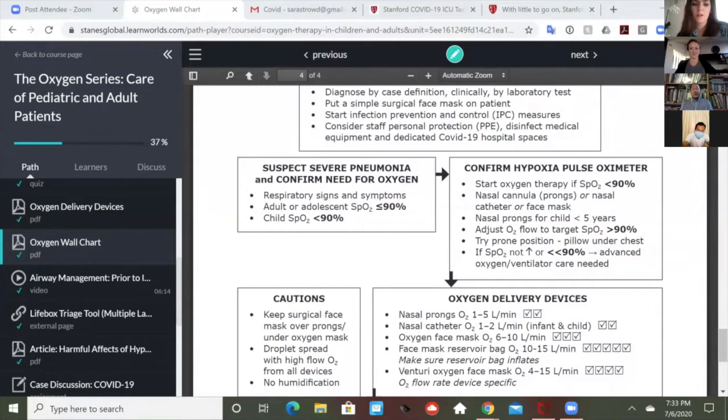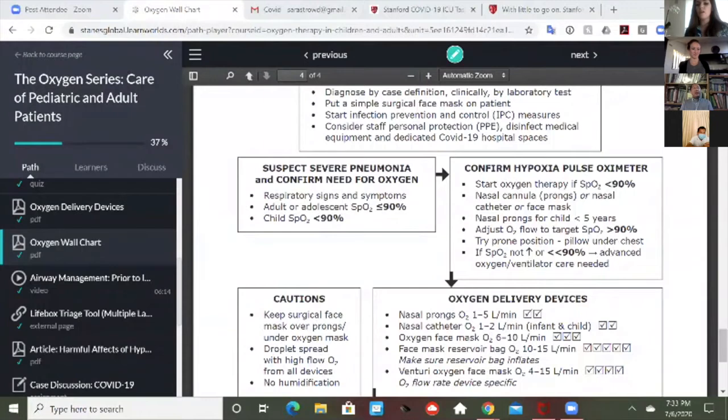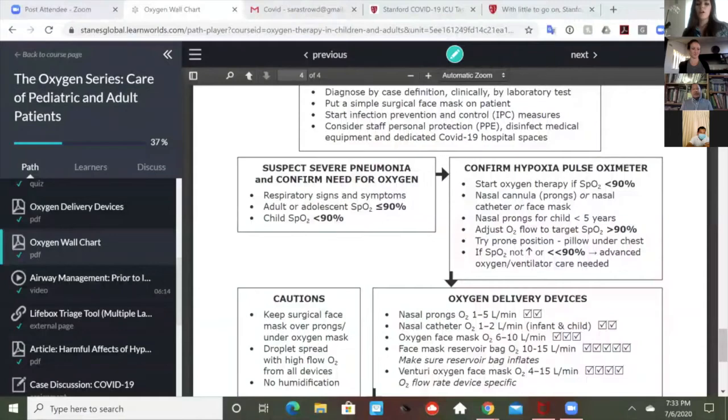Again, the respiratory signs and symptoms are an SpO2 of less than 90%. A child, again, SpO2 less than 90%. And many of the questions said, well, when do you actually start oxygen therapy? So here's when you start it. You start oxygen therapy if the SpO2 is less than 90%. And then people say, well, how do you choose which device you use? Frequently, we go to nasal cannula or a face mask, and nasal prongs for a child less than 5 years old. And your target should be the SpO2 greater than 90%.